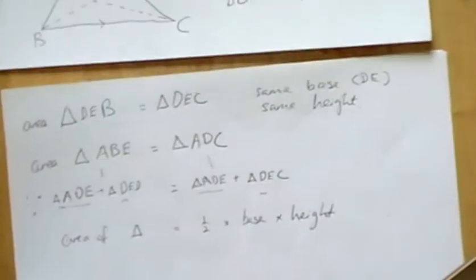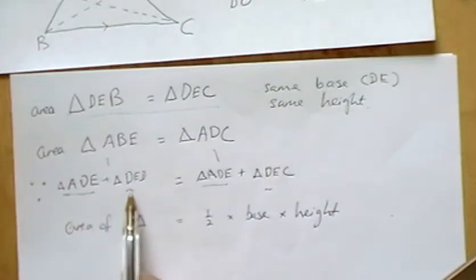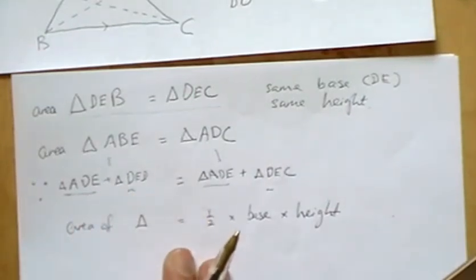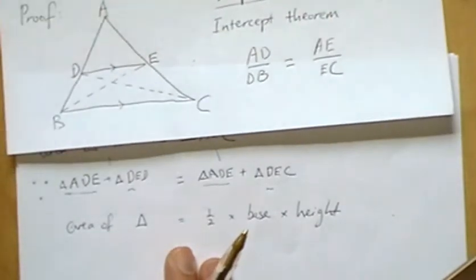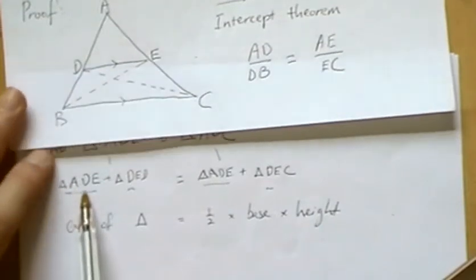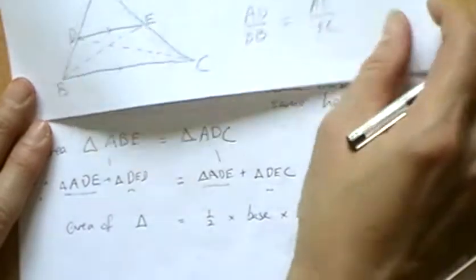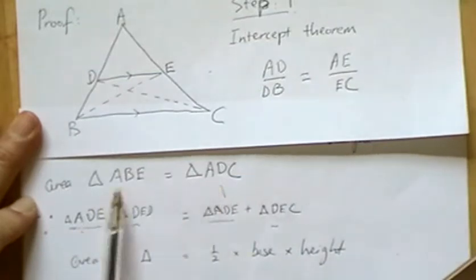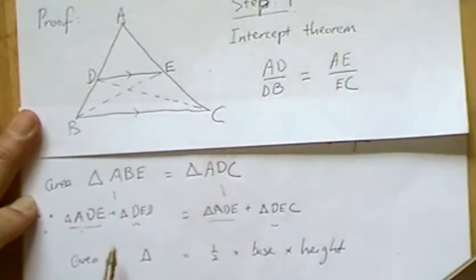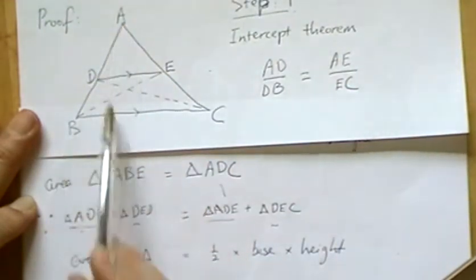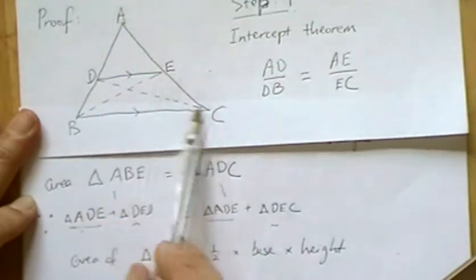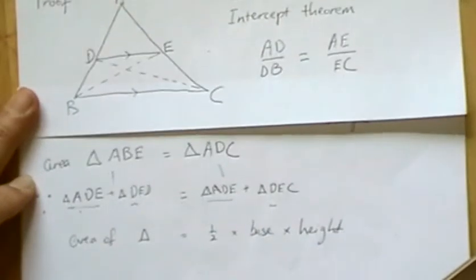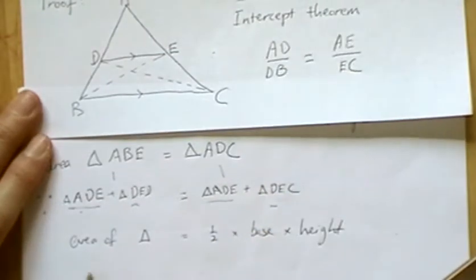Hope you have seen this part of the writing that I wrote down just now, where I showed that these two triangles, that one and this one, are equal because this is common and this part is equal to that part. So that's what this is about. Now, in order to carry on, we need to make use of what we know about the area of a triangle, that it is equal to half base times height.